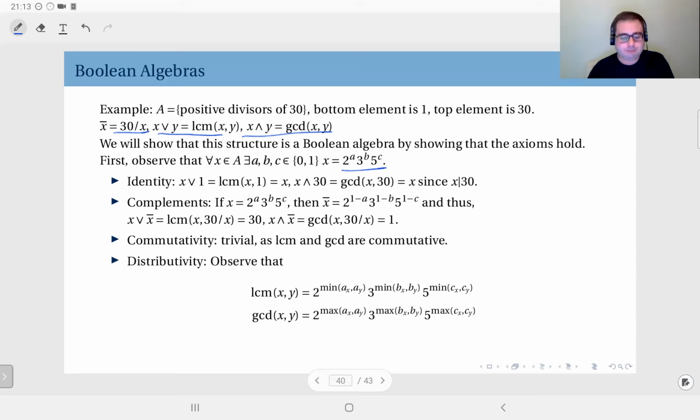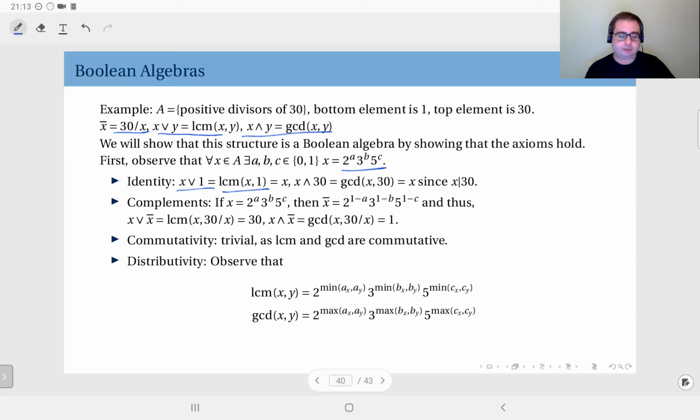Now first, verify the identity axiom. X joined with 1 is by definition equal to the least common multiple of x with 1, and this is clearly equal to x because the least common multiple of any positive integer with 1 is itself. Similarly, the meet with 30 of x is equal to, by definition, the GCD of x and 30. And since we know that x is a divisor of 30, this will be equal to x because x divides 30, so it's by definition a common divisor with 30. And so identity axiom is satisfied.